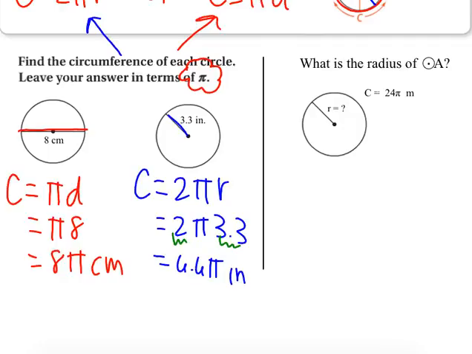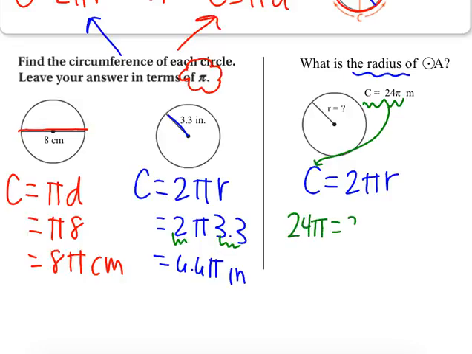Now this time, we're working backwards. So it says, what is the radius of circle A if my circumference is 24 pi meters? So again, this is my formula for circumference, 2 pi r. And this time I know what it equals. It equals 24 pi. So I'm going to put that in for C. So now I know 24 pi equals 2 pi r. And our goal is to figure out what r is. So I have to get r by itself.